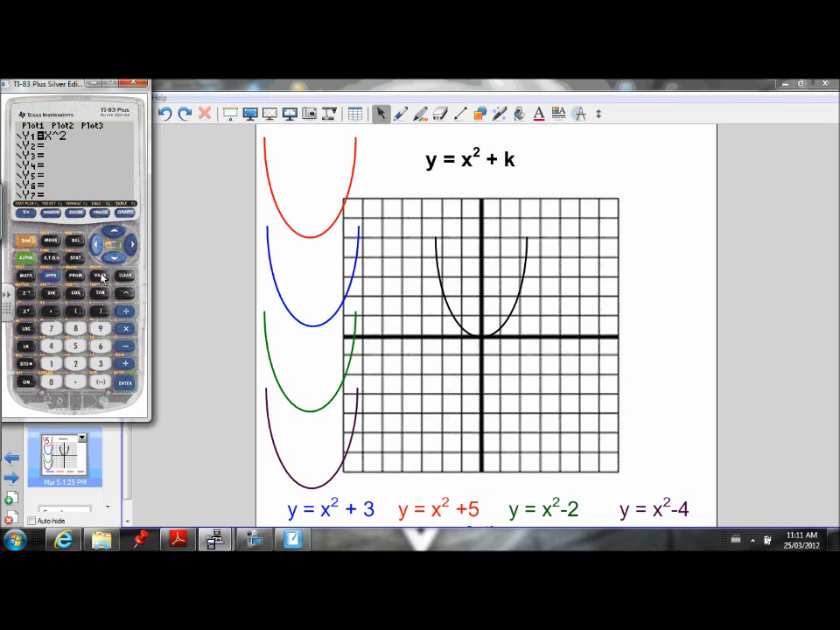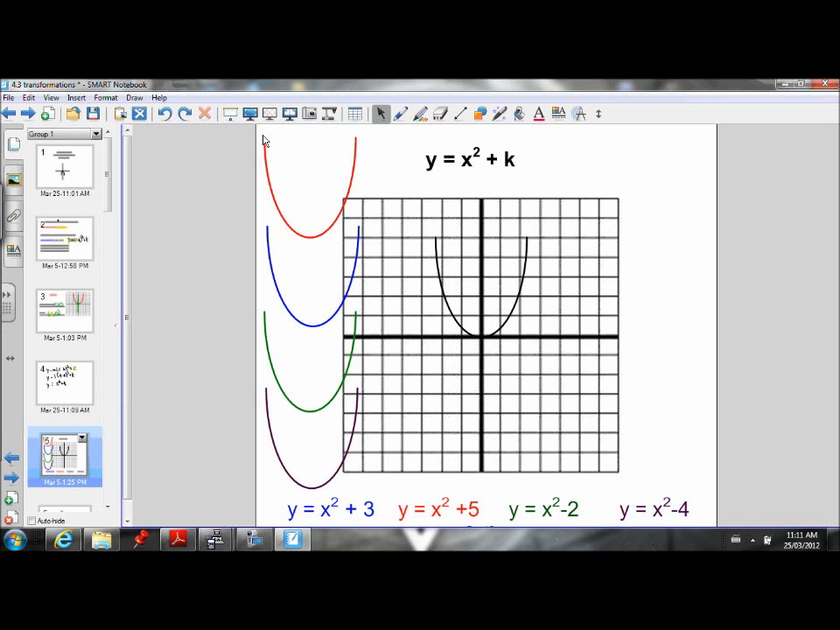Now let's scroll down to our second function and input x squared plus 3, and let's see how that compares. You'll notice that the parabola has moved up 1, 2, 3 units. On your investigation, you are going to want to roughly sketch that parabola, and it should look something like this. So it's going to move up 1, 2, 3.